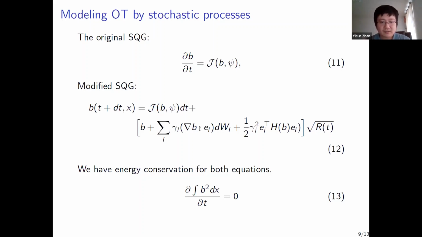Because the SQG conserves energy, the integral of b squared, and according to optimal transport theory, after you do this modification, b squared is also conserved.